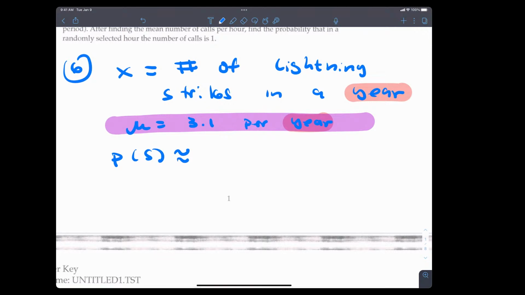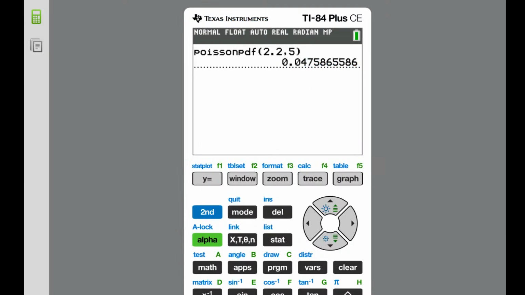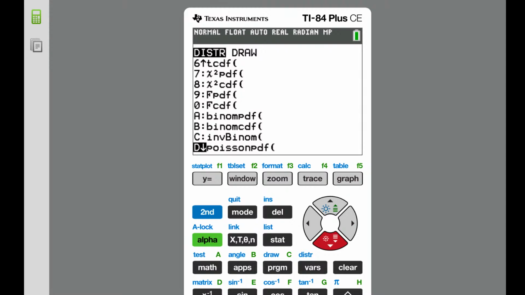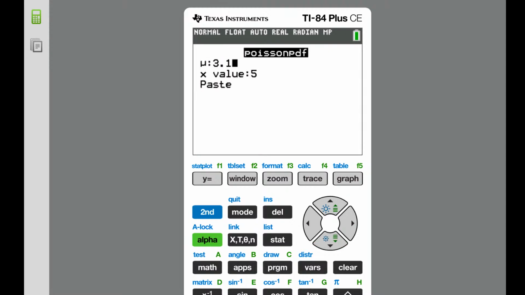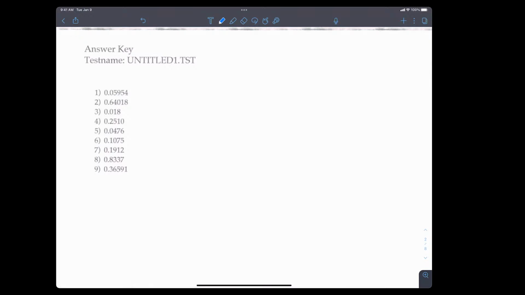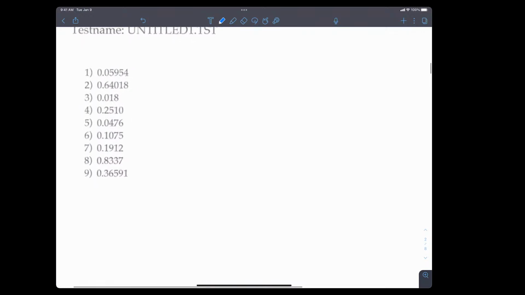Now we're going to get out the TI. 3.1 is mu. So I'm going to clear that out. Second distribution, Poisson PDF. 3.1, X is the same number, it's 5. But mu has changed. So let's write these numbers down because they didn't indicate a place value. For number 6 here, it looks like the answer goes out to 4 decimal places.